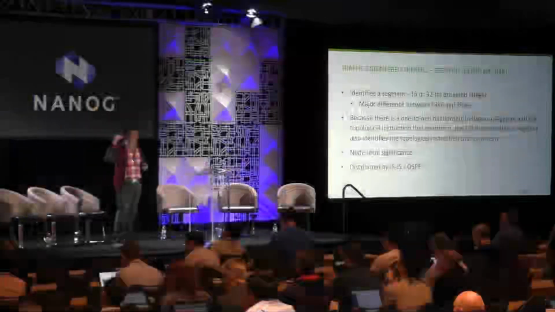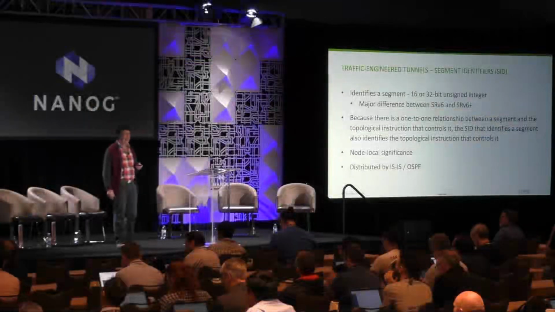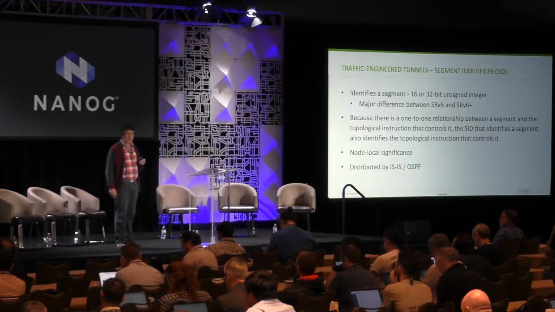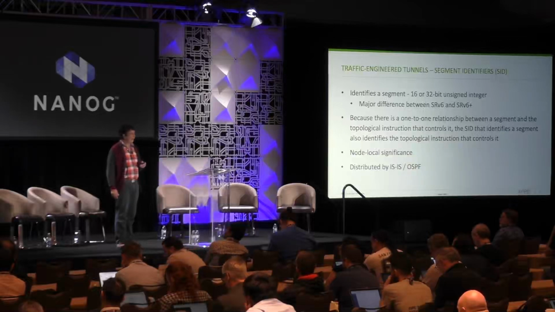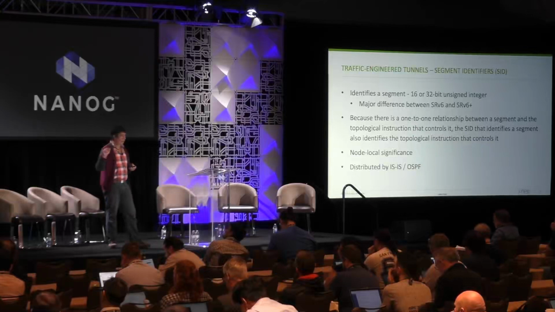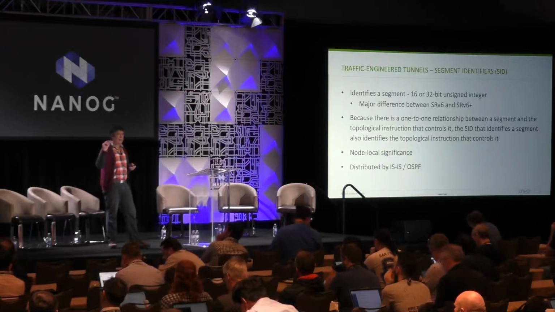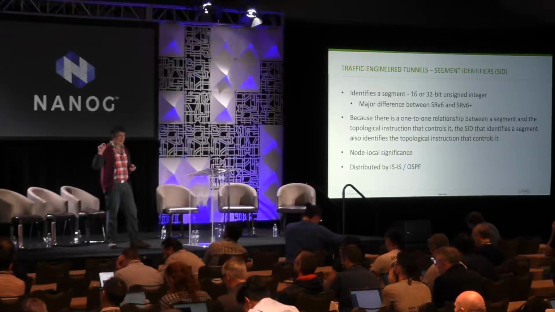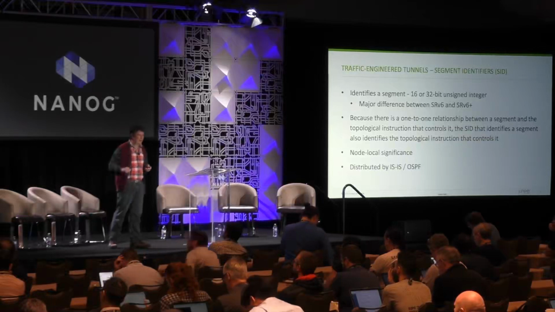In SRv6+, a segment identifier is a 16 or 32-bit unsigned integer. This is a major difference between SRv6 and SRv6+. In SRv6, a segment identifier is a 128-bit entity. It looks like an IPv6 address, but it's really not. It's different, and we'll talk about the differences in a little while. In SRv6+, a segment identifier is 16 or 32 bits. It's a key into a FIB that contains the real segment instruction.